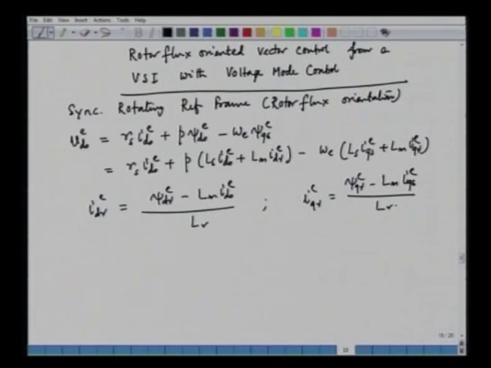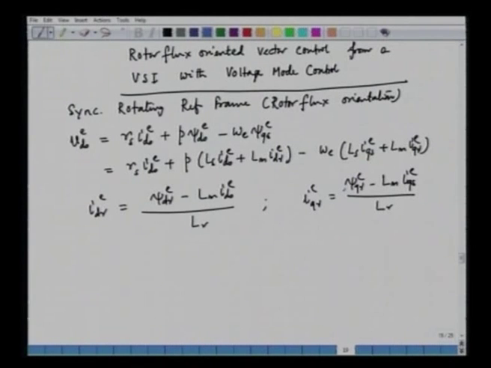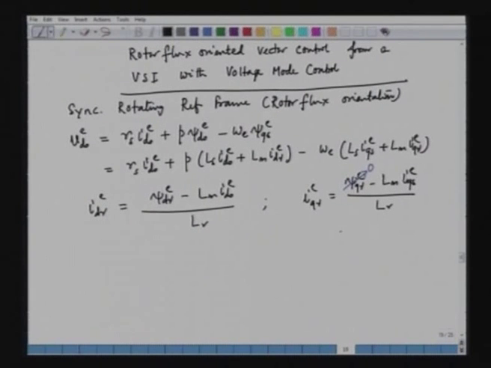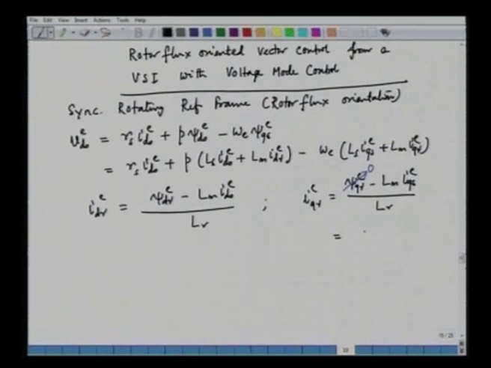So, these are the known equations which we can obtain from the flux linkages, and we know that in a vector control drive, which is rotor flux orientation, psi QR equal to 0. So, this quantity is equal to 0, because this does not exist in a rotor flux oriented vector control drive. Now, if that is equal to 0, IQR is equal to minus Lm by Lr into IQSC. So, what we will do now, we will substitute for IDR and IQR in the previous equation and simplify.